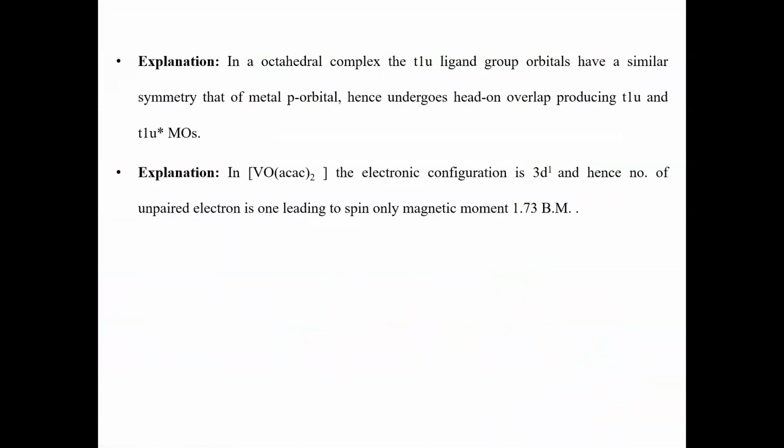In the octahedral complex, this T1U ligand group orbital will have the similar symmetry to that of the metal p orbitals and undergoes head-on overlap, producing T1U and T1U star. One is bonding and the other is antibonding molecular orbitals. In the second case, I have already explained that the oxidation state of vanadium is plus 4. So the electronic configuration will be 3d1, and the unpaired electron will be 1. Applying the formula, root n into n plus 2, you will get 1.73 Bohr magneton as the magnetic moment of this complex.